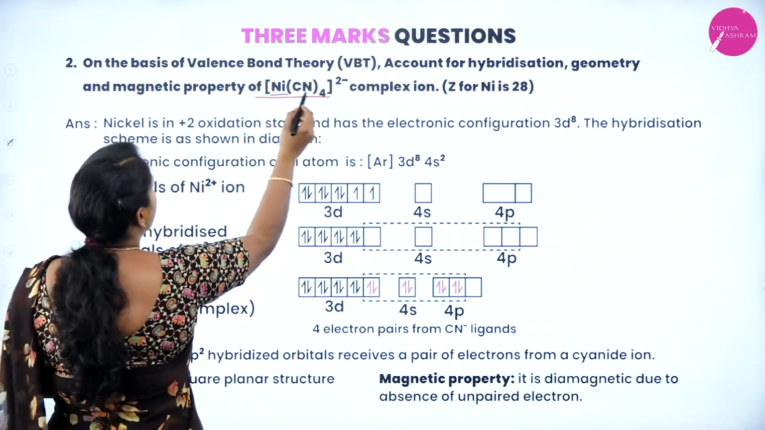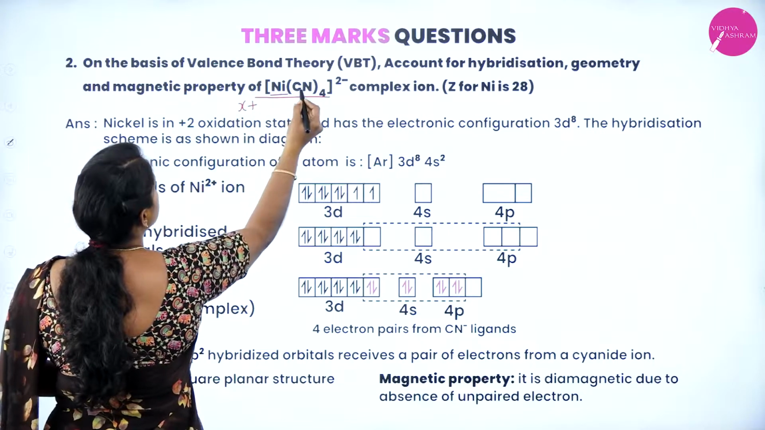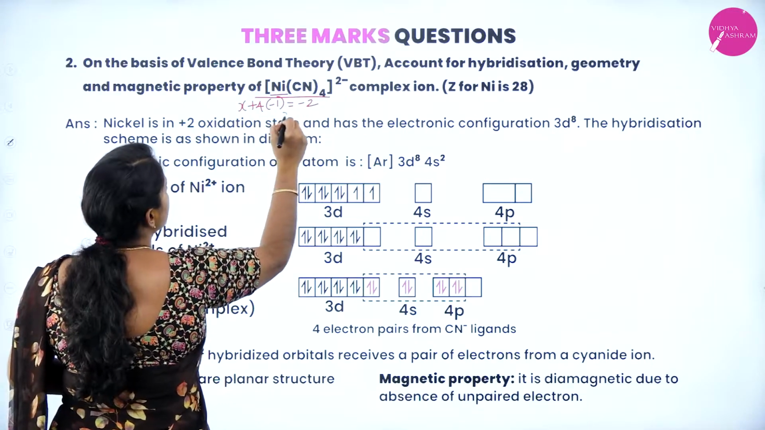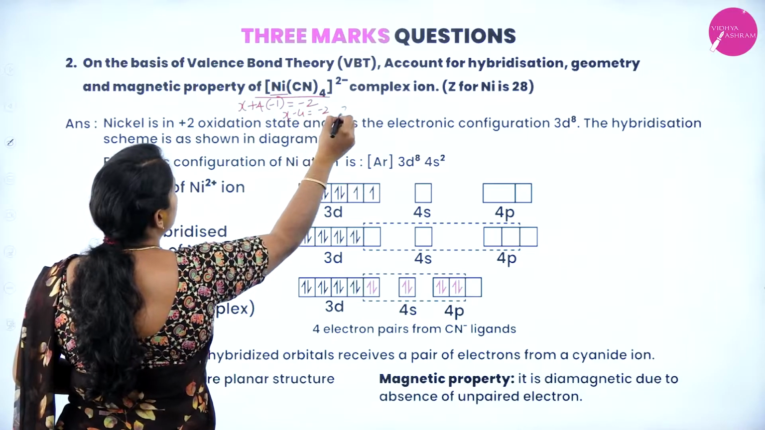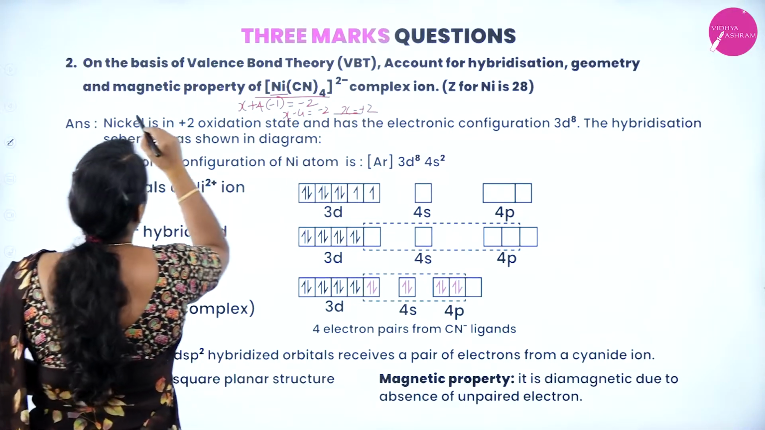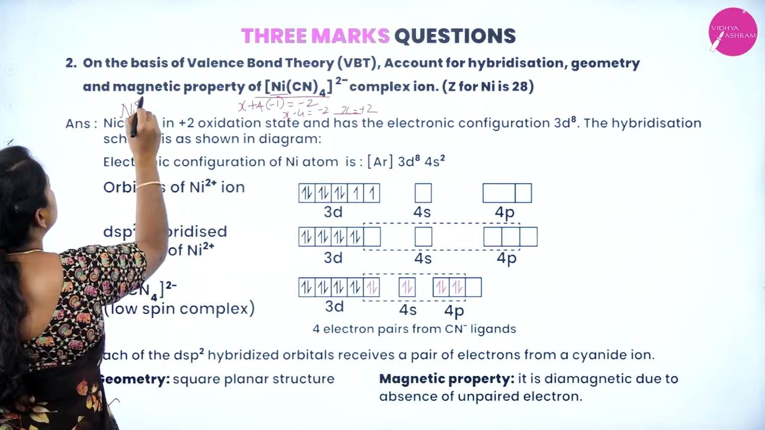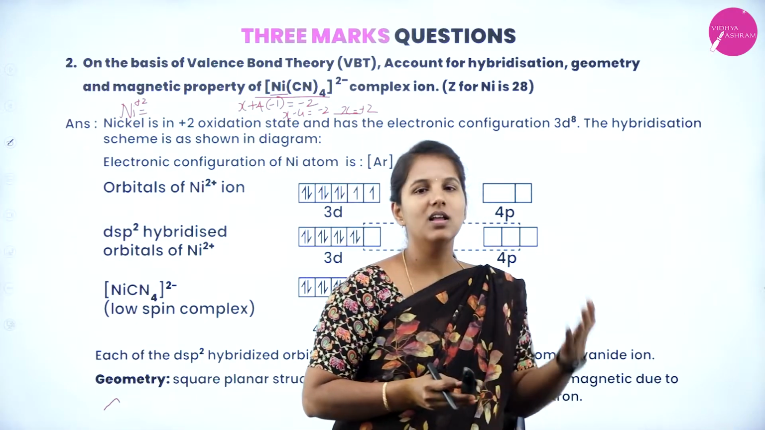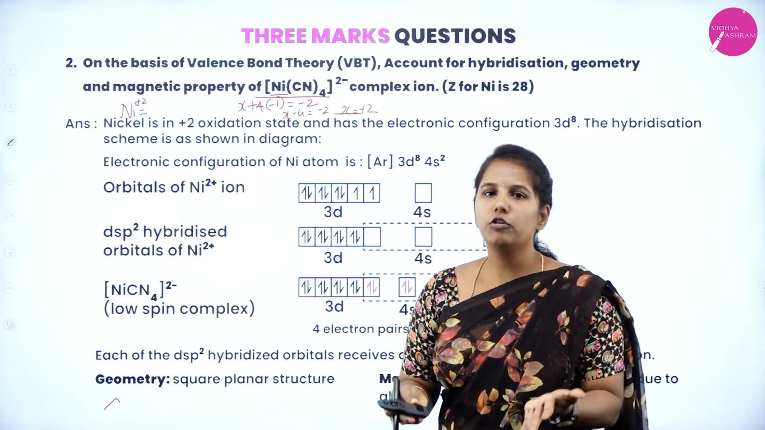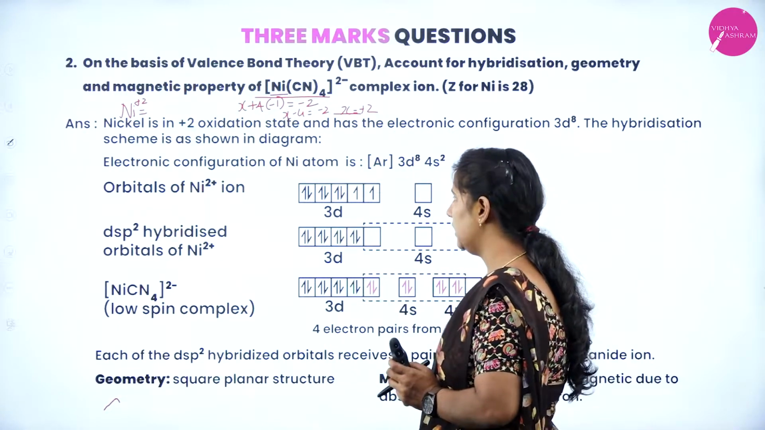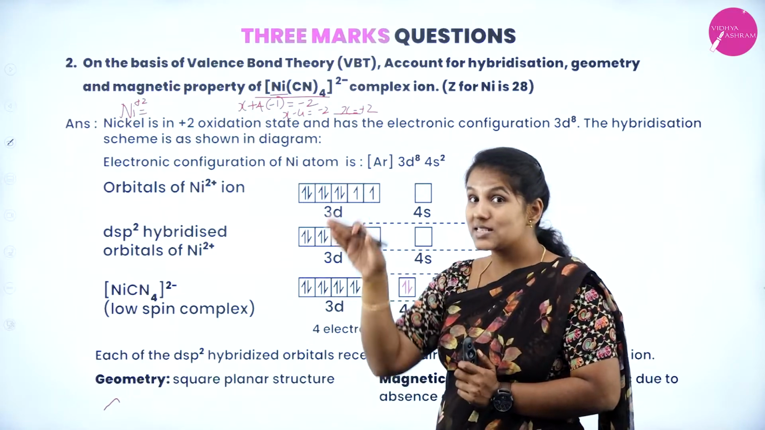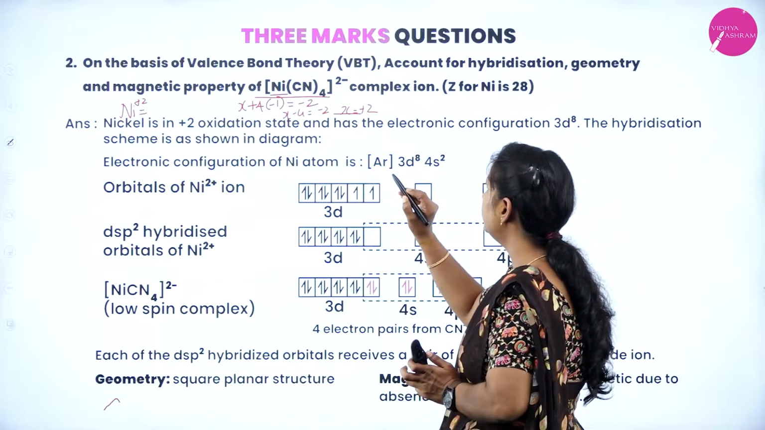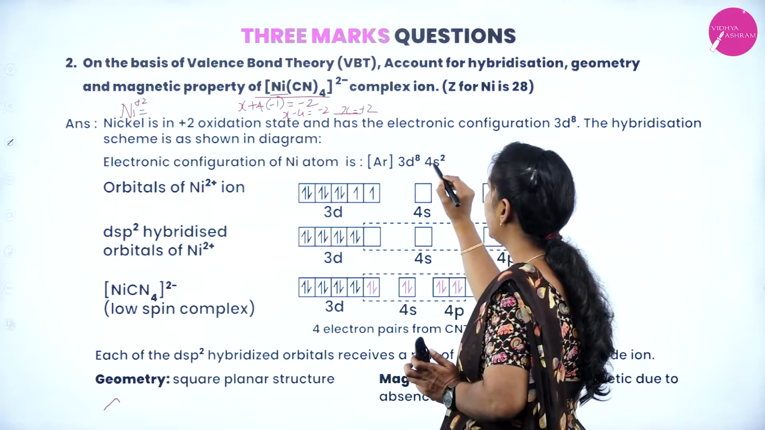So how do we calculate this? I'll take the nickel as X plus how many cyanide ligands? 4. 4 into minus 1 is equal to minus 2, because this is the charge. So X minus 4 is equal to minus 2, X is equal to plus 2, which means that nickel is present in the plus 2 oxidation state. So you have to remove 2 electrons from the stable electronic configuration. Now there are totally 26 electrons in the nickel. So how do we write the electronic configuration of nickel in the plus 2 oxidation state? That is argon 3d8 4s0.